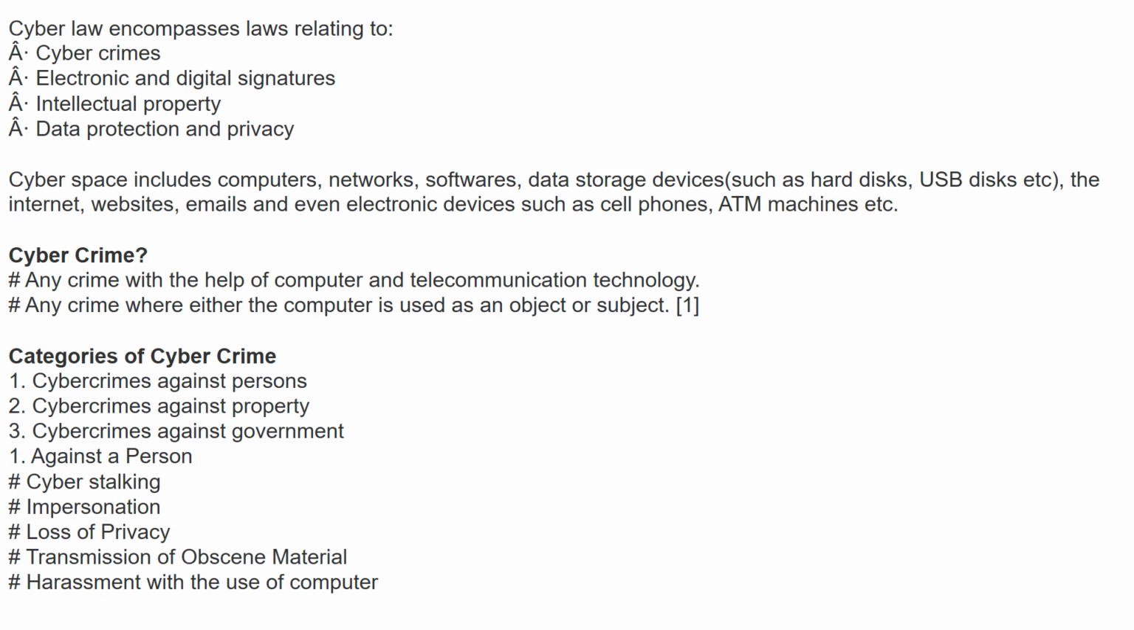Now let's discuss the categories of cybercrime: cybercrime against persons, cybercrimes against property, and cybercrimes against government. Now let's discuss the possibilities of cybercrimes against person, like cyberstalking, impersonation, loss of privacy, transmission of obscene material, and harassment with the use of computer.